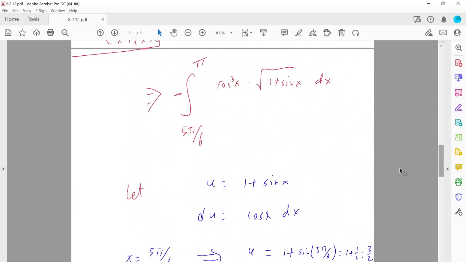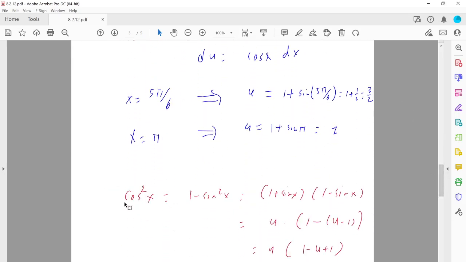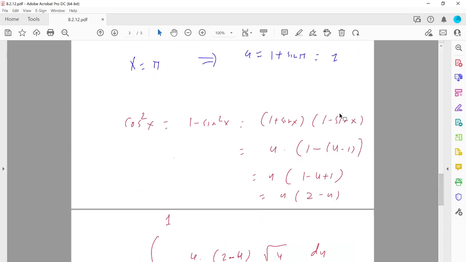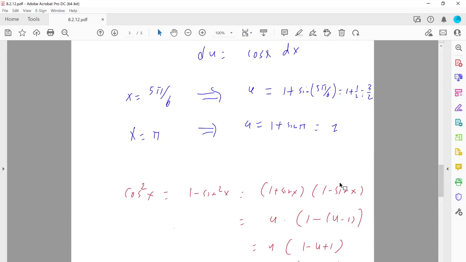Okay, but after substituting for 1 plus sine x, we also have to substitute for this cosine x. One of the cosine x goes with the dx and can be replaced by du, but the leftover would be cosine square of x. So now we can change this cosine square of x into 1 minus sine square of x, which is eventually 1 plus sine x times 1 minus sine x. Our assumption is 1 plus sine x equals u, so we can replace this by u, but we still have 1 minus sine x.